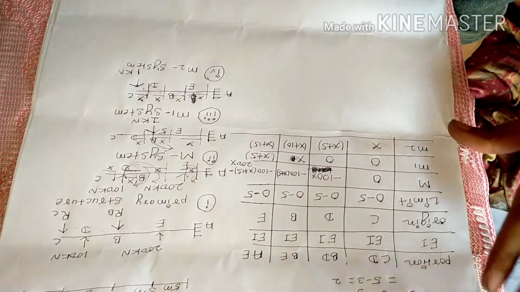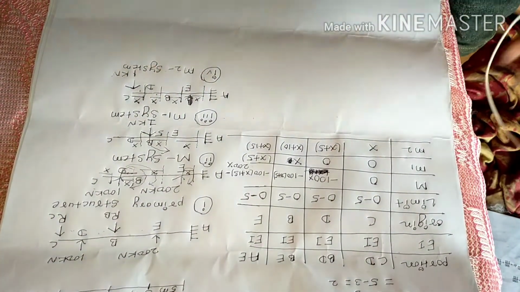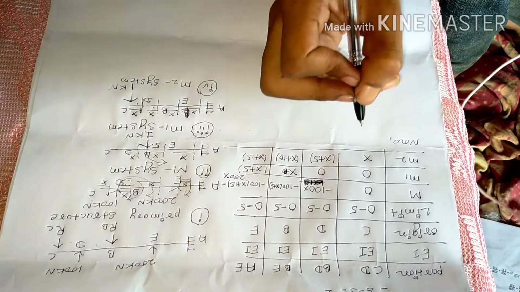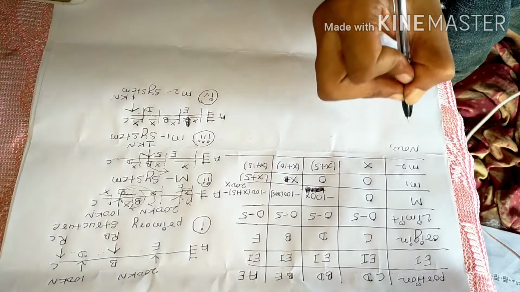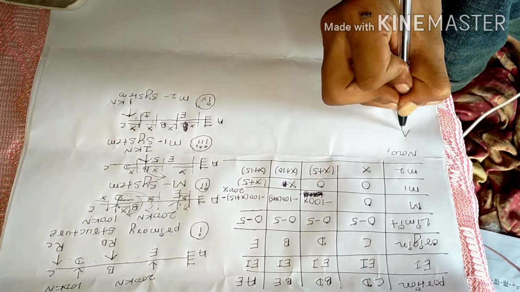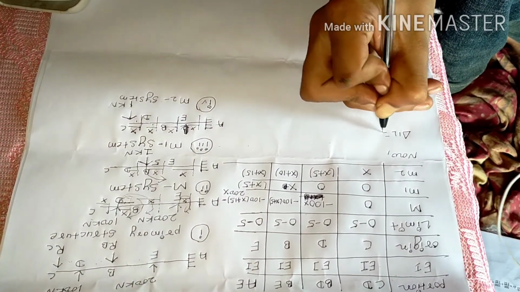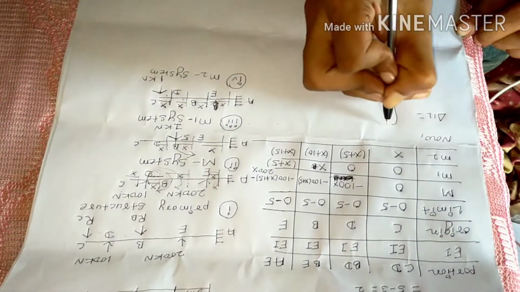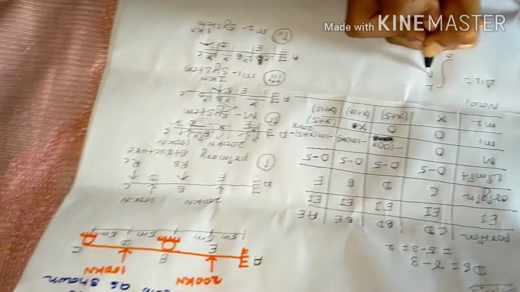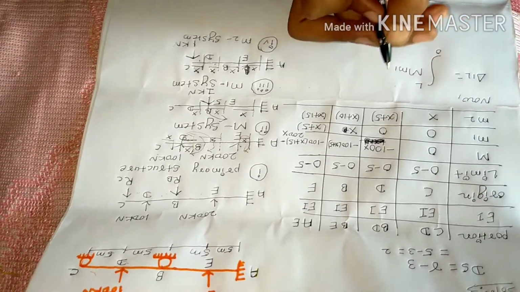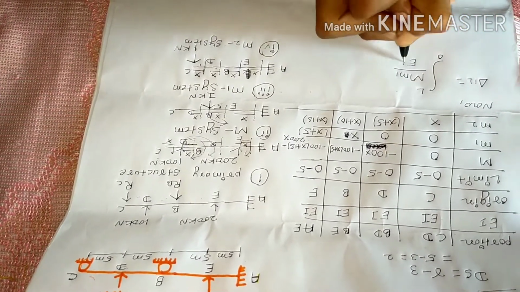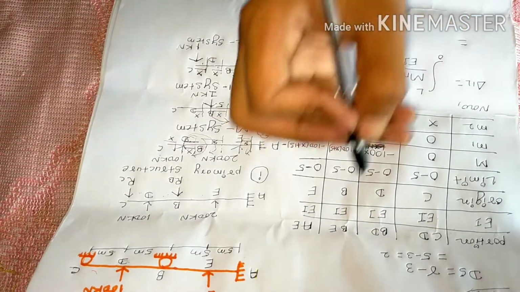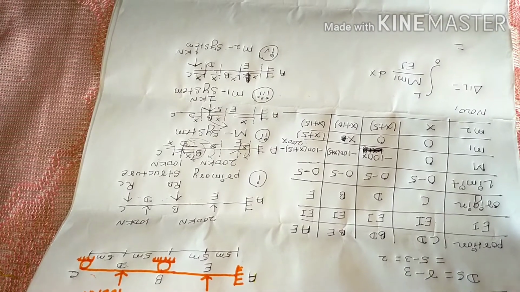Now let us calculate the flexibility coefficient, at first del 1L. We know the formula of del 1L is the integral from 0 to L of m into m1 divided by EI dx. That is, analyze each portion using this formula.